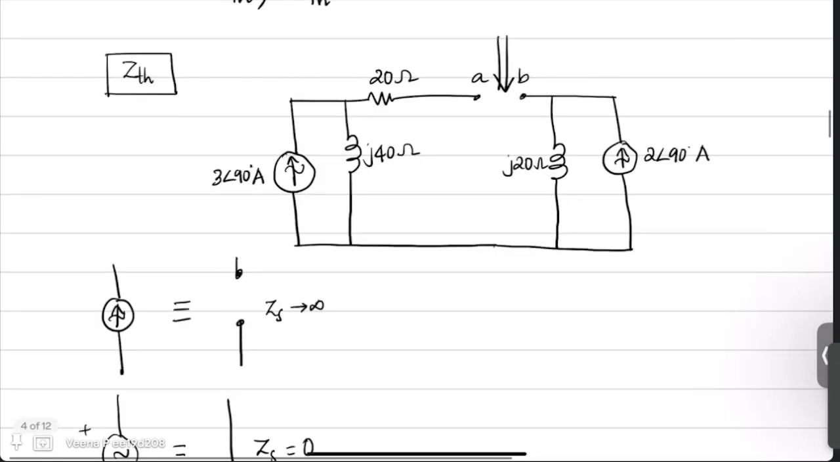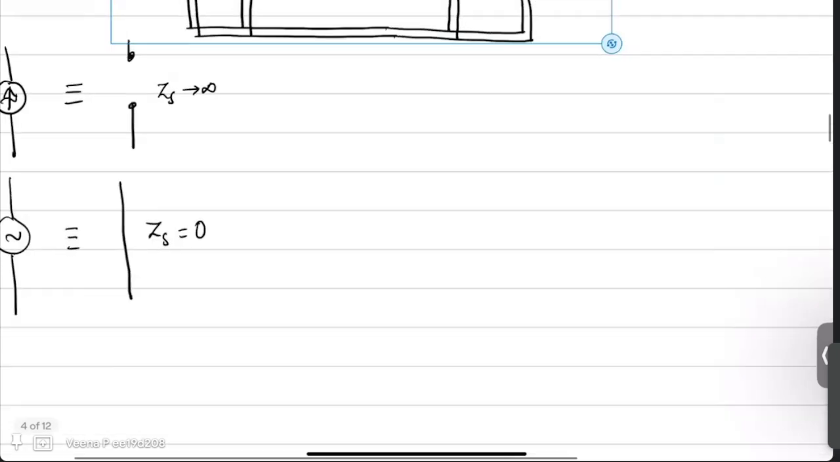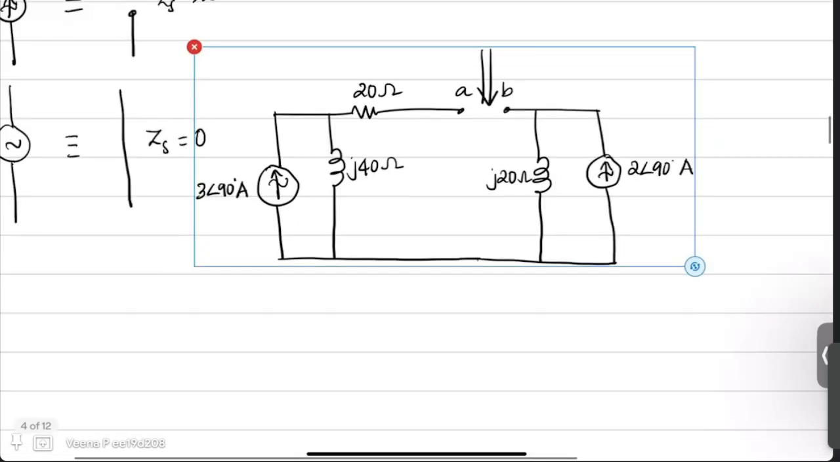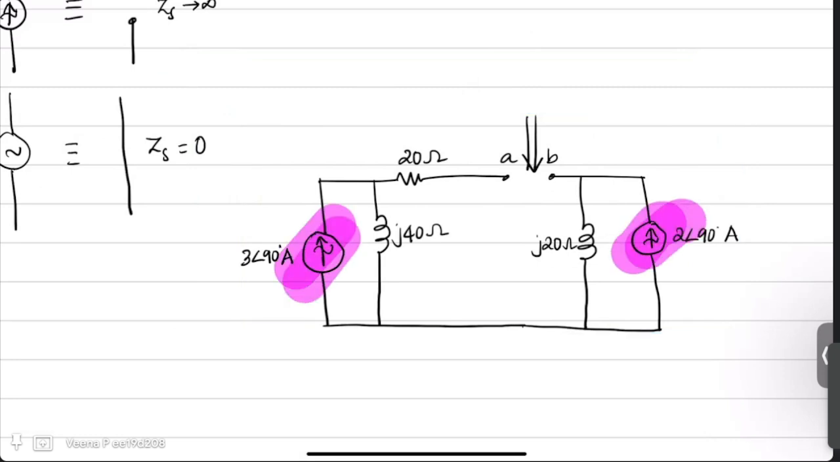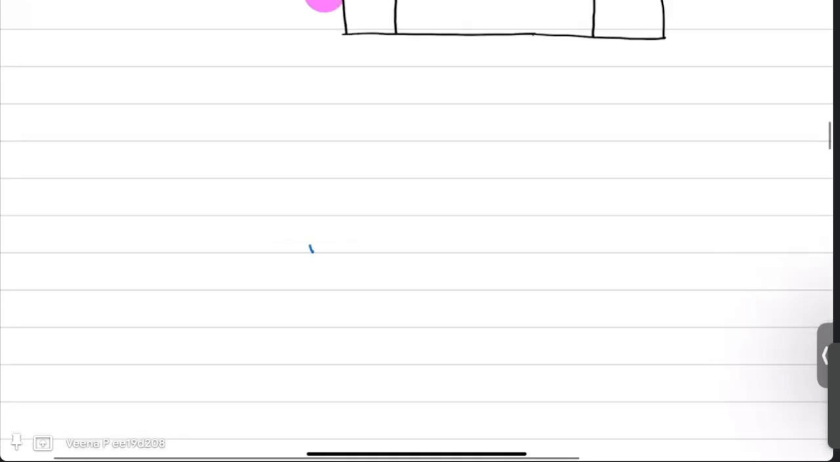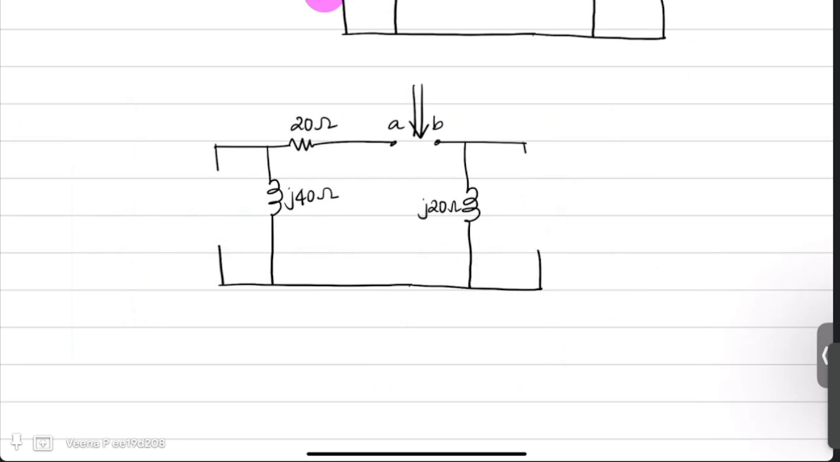So, in the given problem, you have two current sources. One is this and another is this. So, while finding Z Thevenin, you have to remove those current sources. You have to replace those current sources with an open circuit.